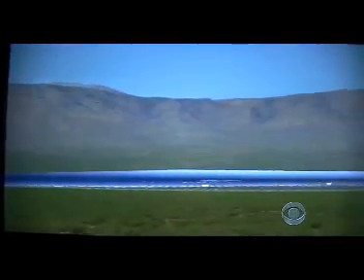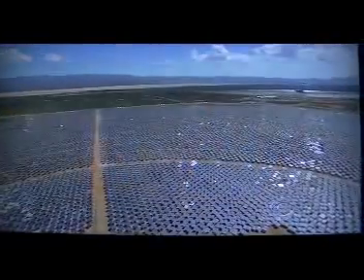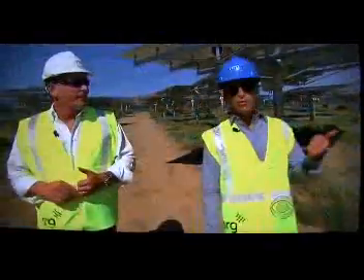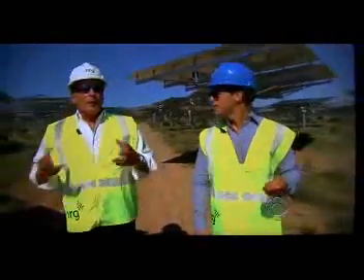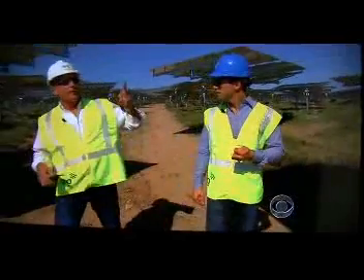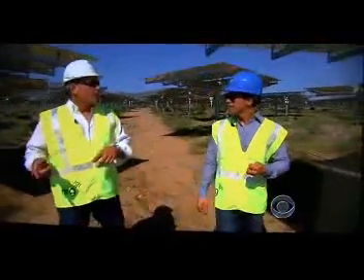From a distance, it looks like a shimmering blue lake in the Mojave Desert. But that mirage is really a mirror. 170,000 of them. They're called heliostats. And how much power do you get from each one? So this project will fuel 140,000 California homes. So effectively, one heliostat can power one California home.